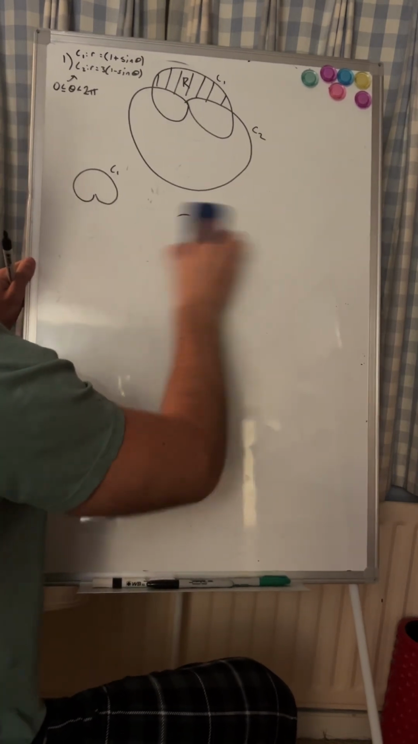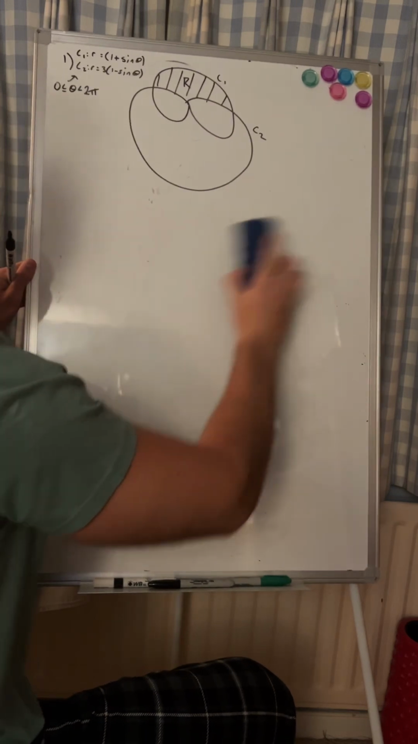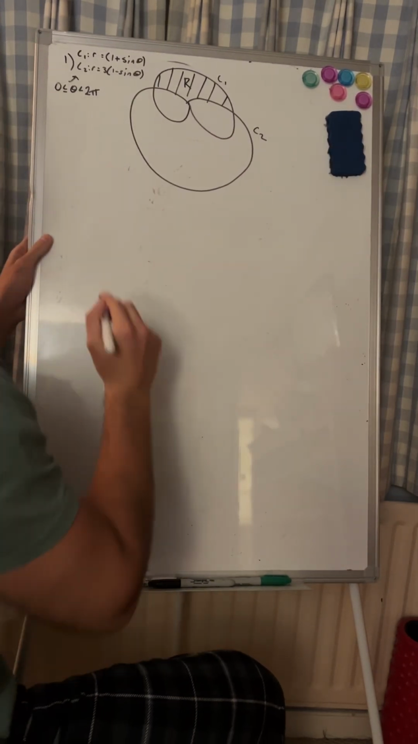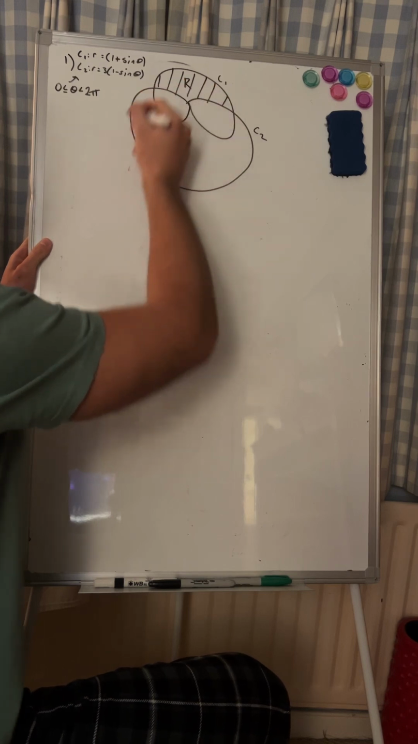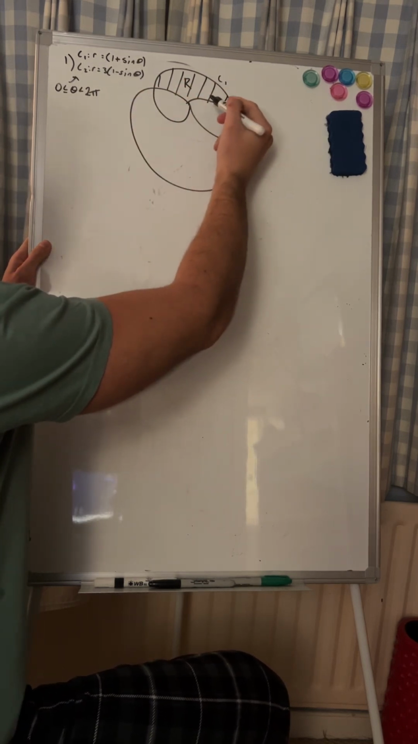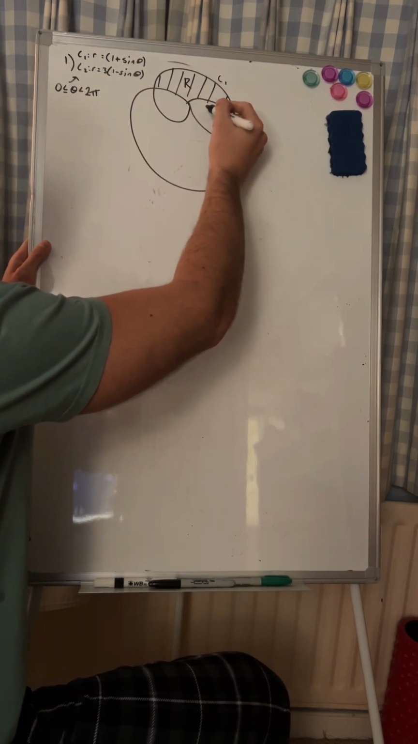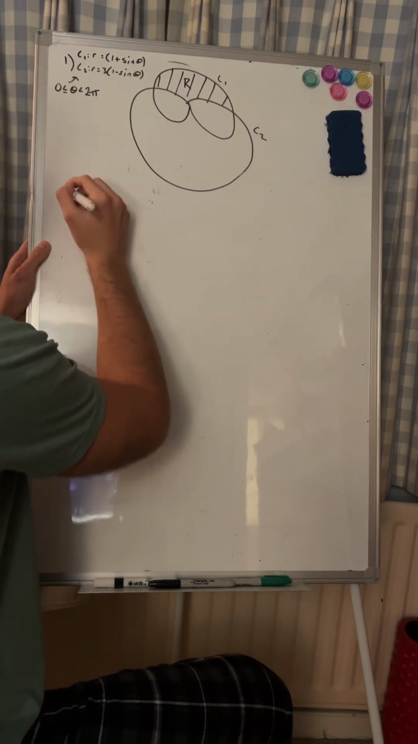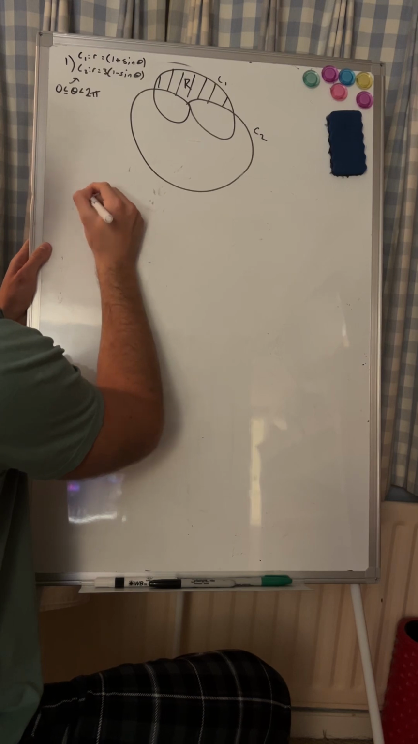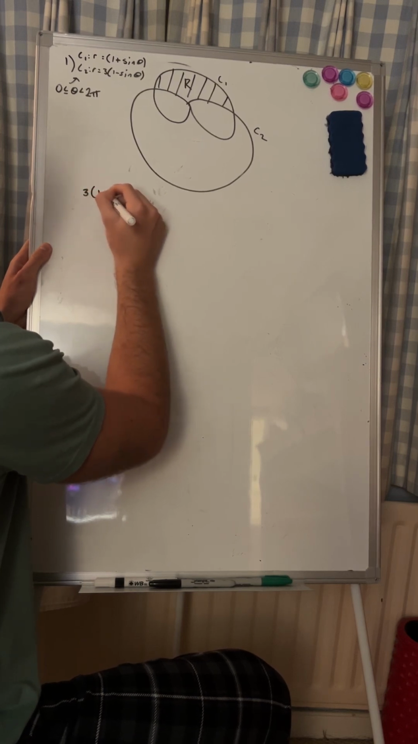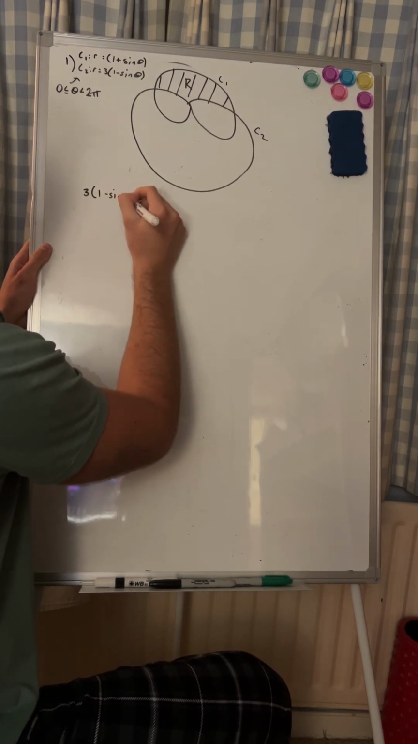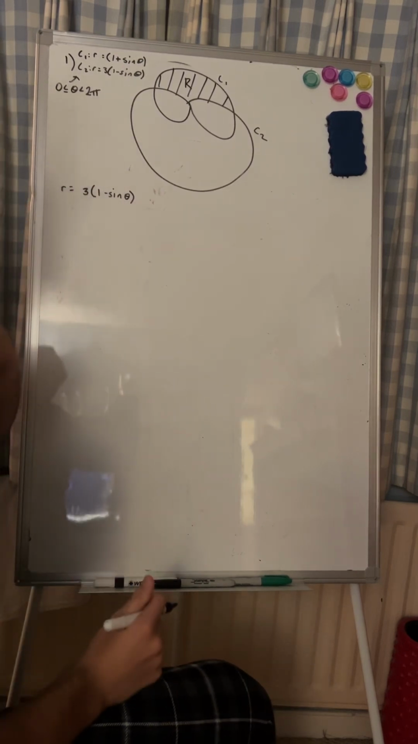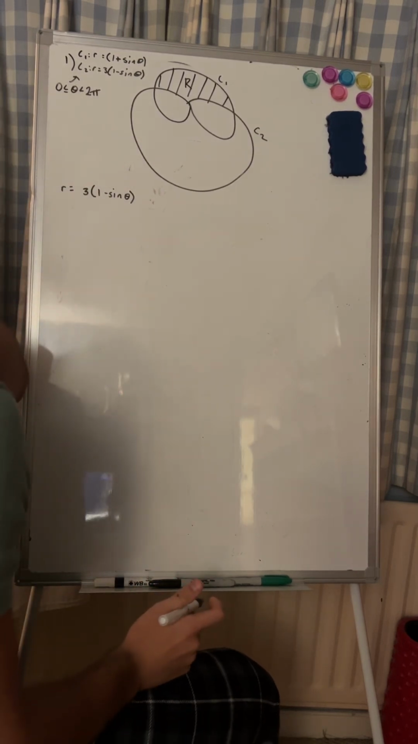So firstly, I thought it made more sense to first calculate area C2. So this space, the entire thing. Then really we're just trying to find the area of these bits and then take away the entire area of C1. So C2 is 3 lots of 1 minus sine theta. So R equals, what's the area? How do we find the area of a sector using polar coordinates?